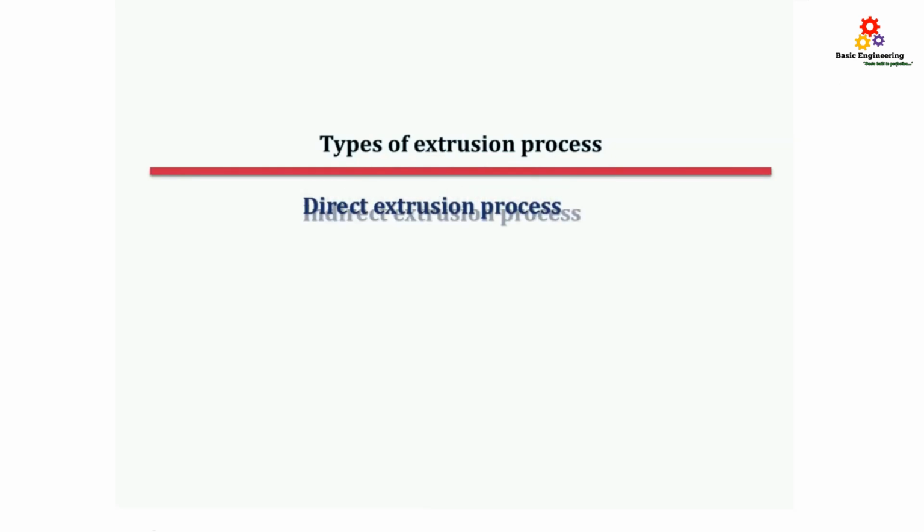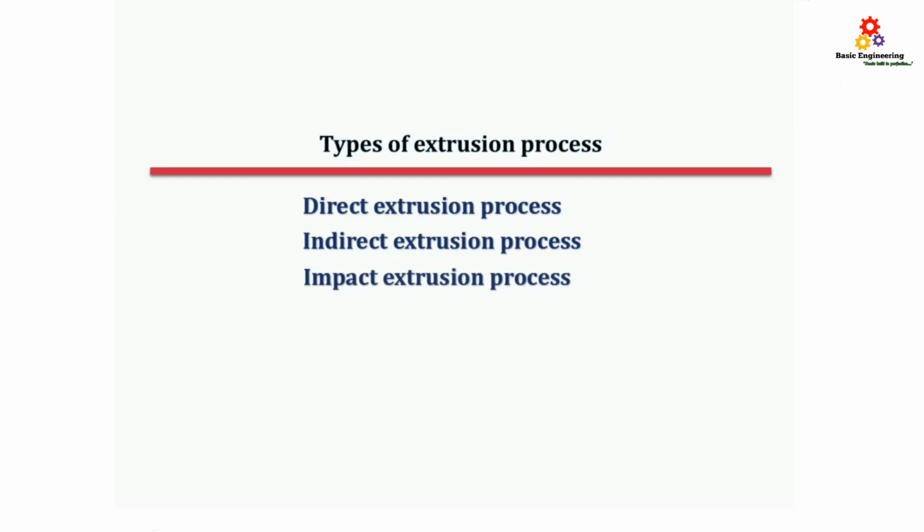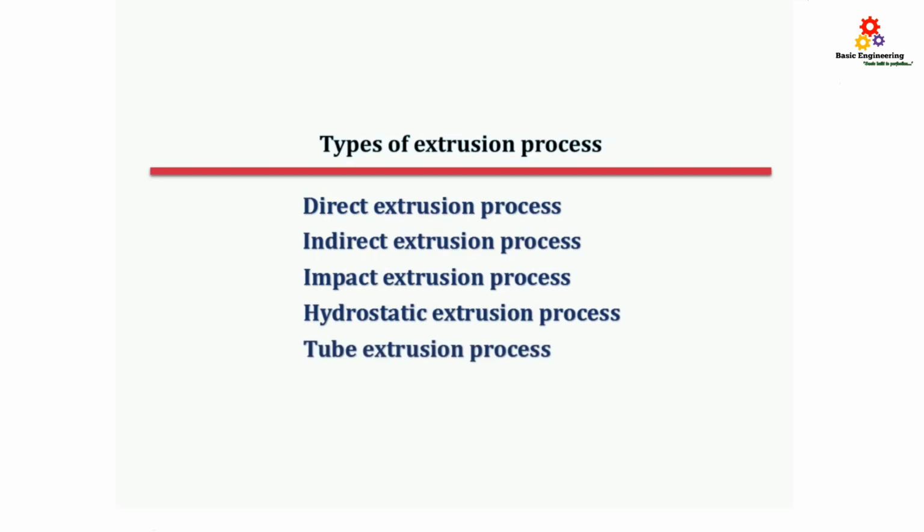Following are the types of extrusion processes. First is direct extrusion. Second, indirect extrusion. Third, impact extrusion. Fourth, hydrostatic extrusion. And the last is tube extrusion. Let us discuss all the extrusion types one by one.